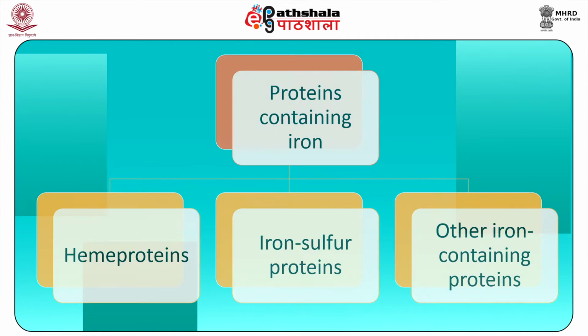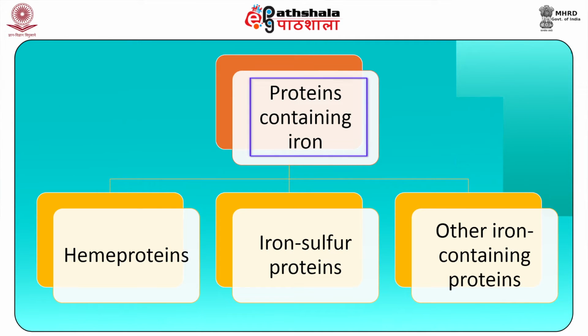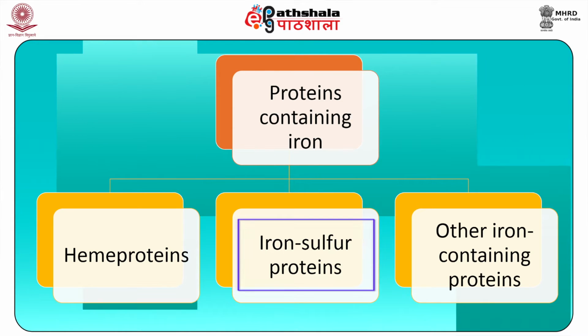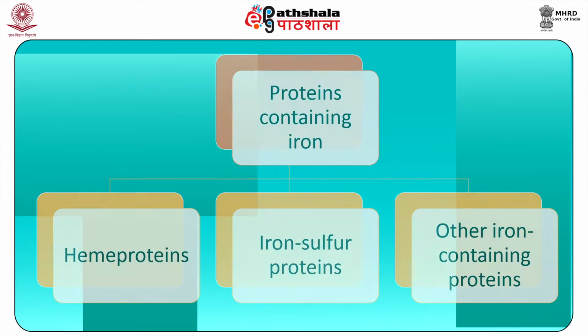Introduction. Proteins containing iron can be classified into three different groups: heme proteins, iron-sulfur proteins, and other iron-containing proteins. Iron-sulfur proteins, abbreviated as FeS proteins, are characterized by the presence of non-heme iron which is bound to sulfur from the cysteine residues in the polypeptide backbone and/or to the inorganic sulfurs.